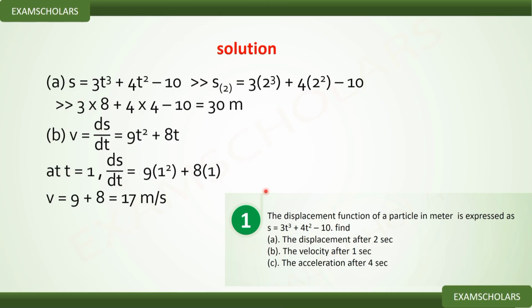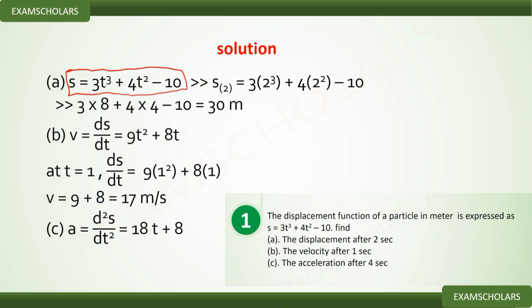So you have 17 meter per second. Now to the last question, which is acceleration. We all know that acceleration is what? Second derivative of displacement function with time, d square s over dt square. So it implies that you are going to differentiate the displacement function twice. This guy here, you differentiate it twice.